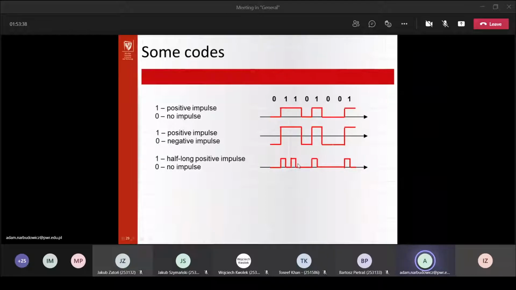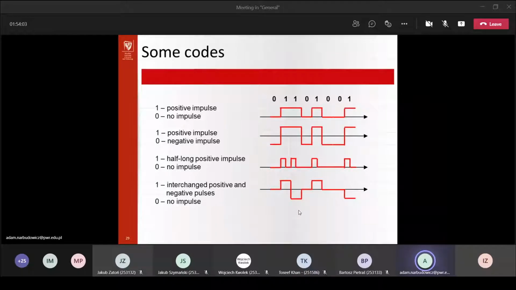That's the beginning and this is one pulse, this is the second pulse. Again, since we use 0 as no impulse, you still run into the original problem, right? Alternatively, you can also interchange positive and negative pulses.